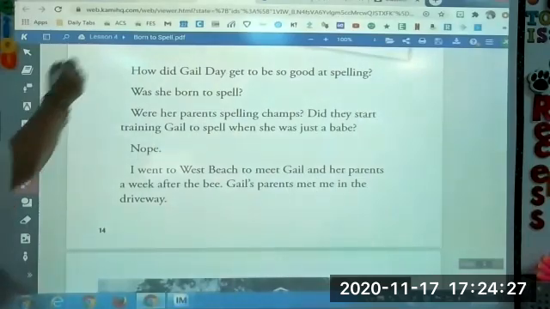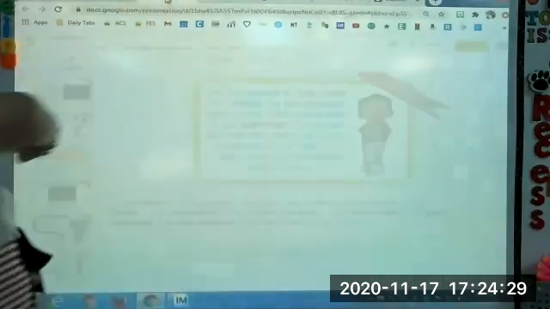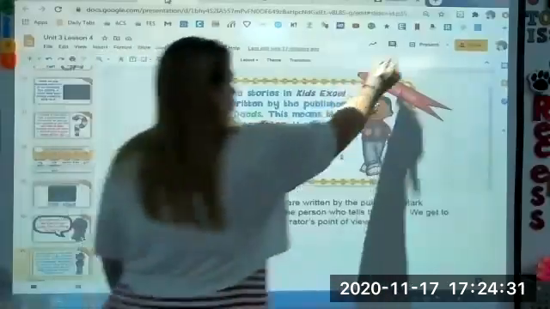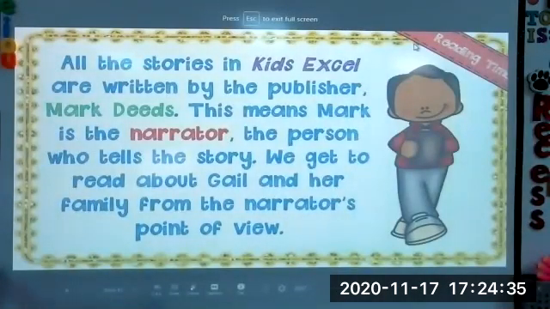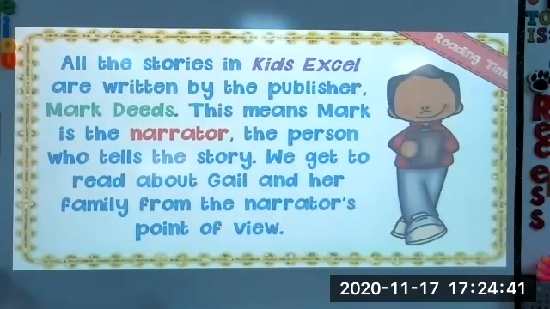Who was the publisher? Do you guys remember who the publisher was? Remember that all the stories in Kids Excel are written by the publisher, Mark Deeds. And this means that Mark is the narrator, or the person who is telling the story. And we get to read about Gail and her family from the narrator's point of view.